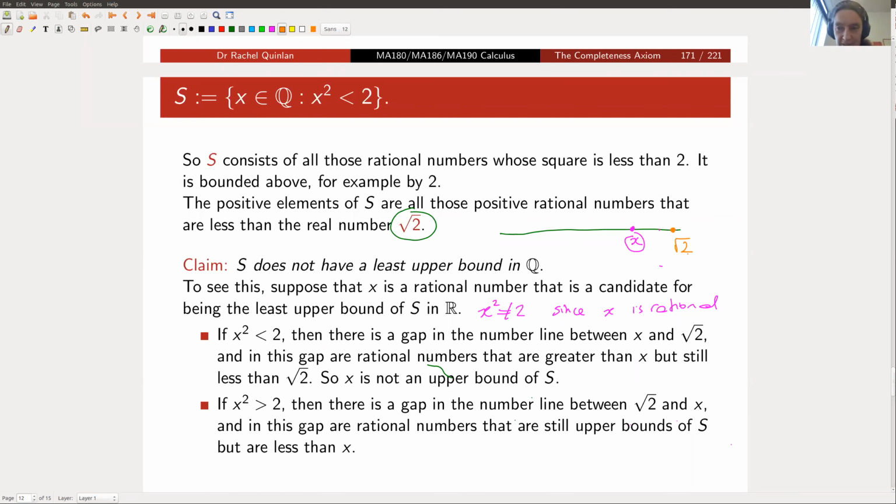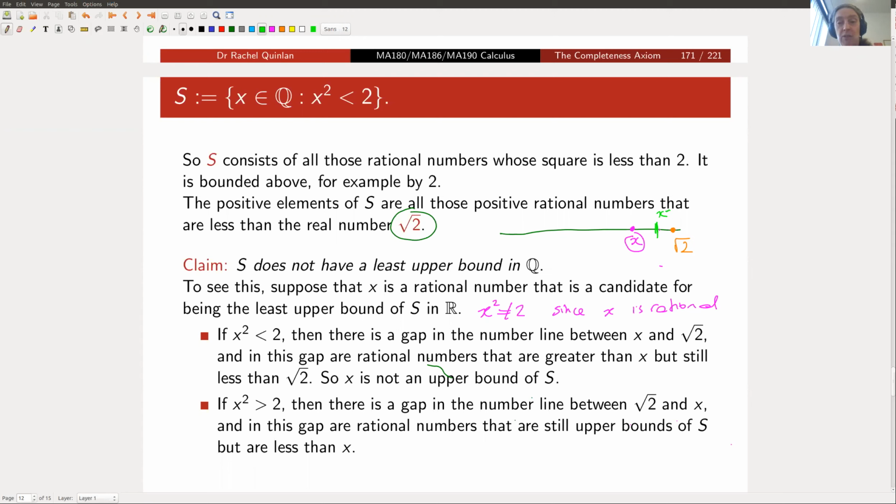Okay, so if x is a rational number, which we are postulating might be a least upper bound for the set S, and if x squared is less than 2, then x on the number line is less than the real number, the square root of 2. There's a gap between x and the square root of 2 there. And in that gap, we can insert more rational numbers whose square is still less than 2 and which are better candidates than x, in a way, for being the least upper bound. And to show that x is not an upper bound for S, because there are elements of S still to its right.